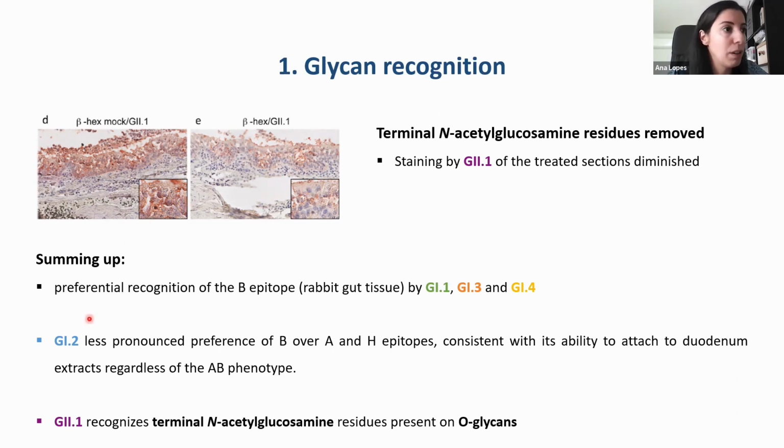Summing these up, besides what I already said, we see a preferential recognition of the B epitope in rabbit gut tissue by G1.1, G1.3, and G1.4, so pathogenic and non-pathogenic strains, and G1.2 has a less pronounced preference for the B over the A and H epitopes, which is consistent with its ability to bind equally well regardless of the AB phenotype.